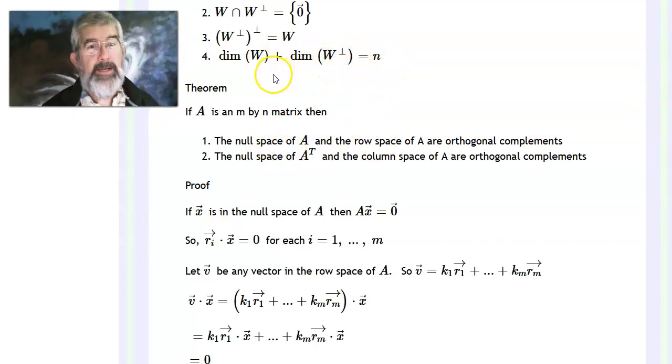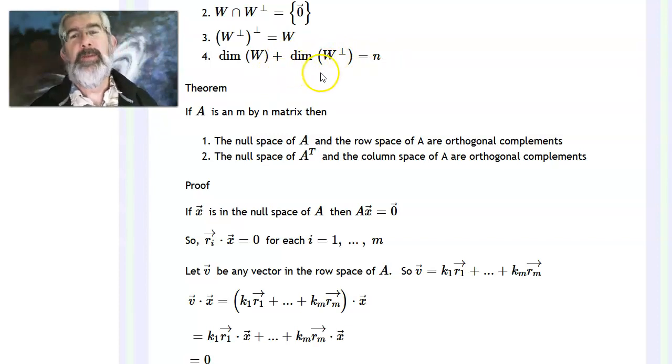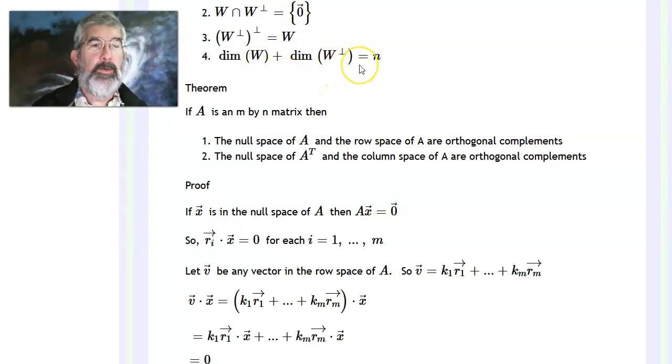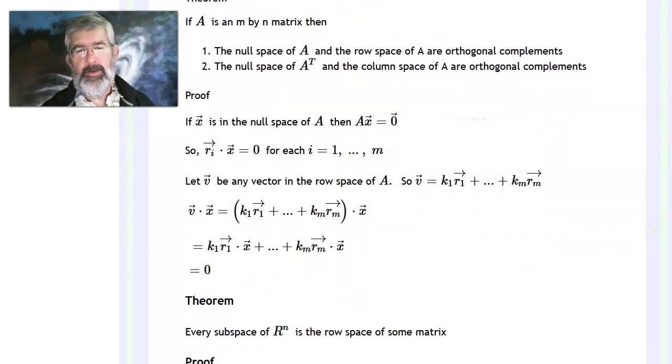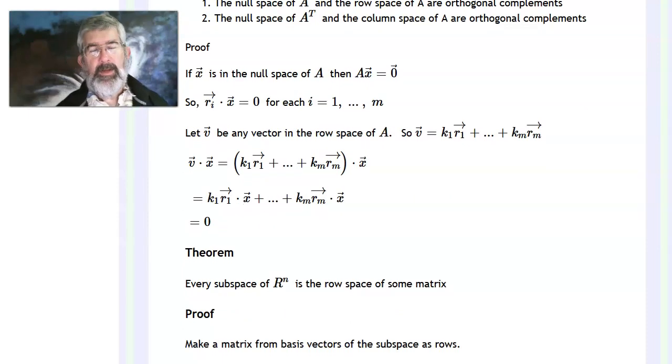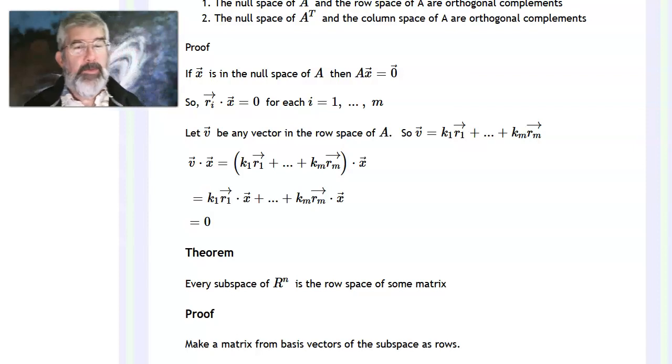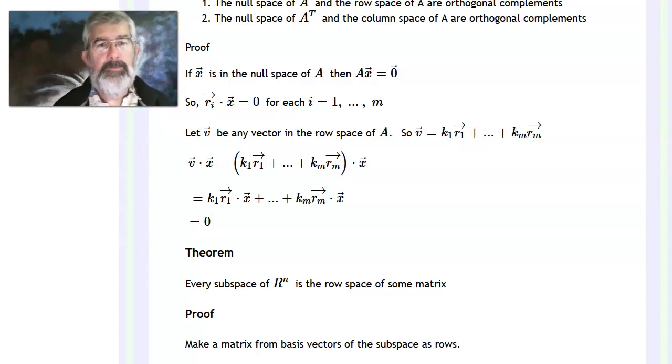But you take any subspace, take the dimension of any subspace and add the dimension of its orthogonal complement, you always get n. And the way that I can do this is to show this: every subspace of Rn, no matter what subspace you have, is the row space of some matrix. And my proof is as follows.